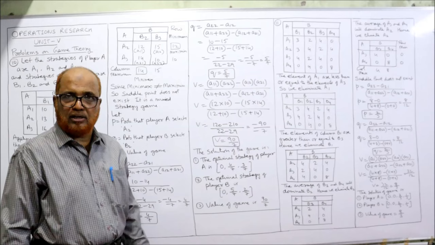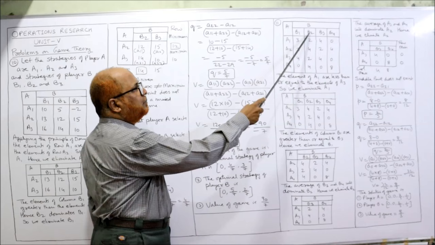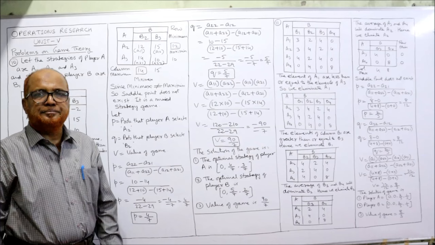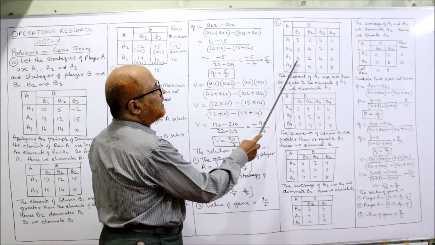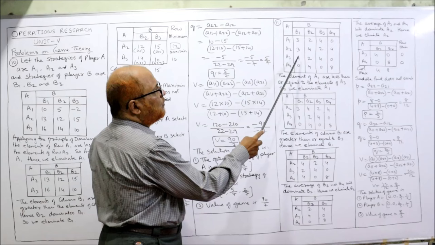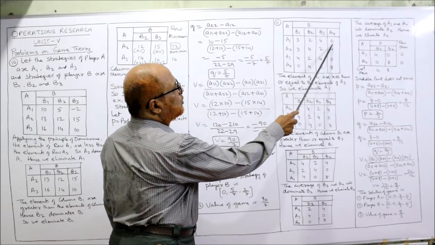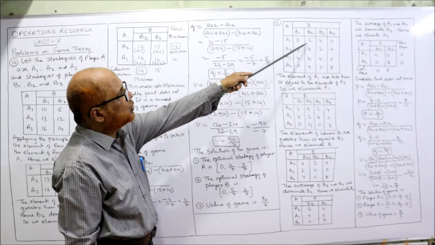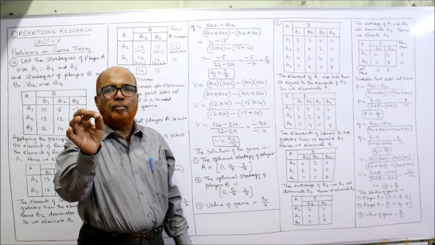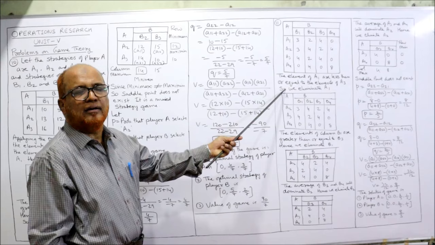Now, the original problem: A1, A2, A3, A4, B1, B2, B3, B4. These are the payoff values, same as I have taken here. Now, we apply the dominance principle. First of all, the elements of rows A1, A2, A3, A4. If you compare A3 with A1: 4, 3; 2, 2; 4, 4; 0, 0. That means all the elements of A3 are greater than or equal to those of A1. 4 versus 3 is more; 2, 2 same; 4, 4 same; 0, 0 same. That means A3 dominates A1, so A1 will be eliminated. Now the remaining rows are A2, A3, A4.